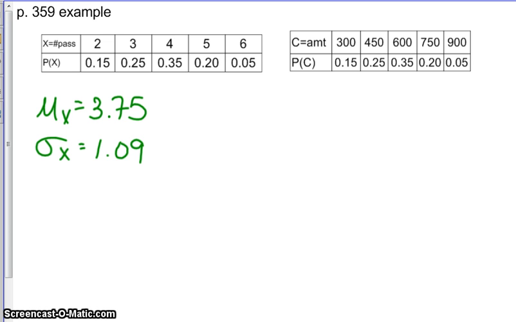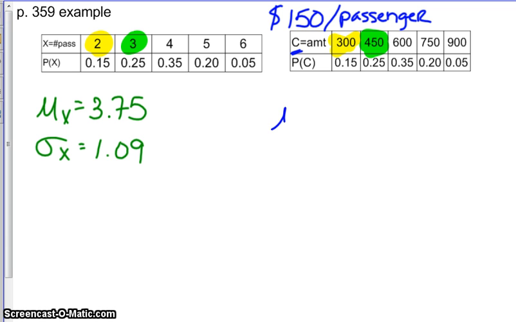Now, let's say, for instance, that this company wants to figure out their profit. And what they do is they charge $150 per passenger. So now what happens is that if I get 2 passengers, okay, times that 150 per passenger, that means my profit is going to be $300. Okay. 3 would get to 450 and so on and so forth. So now I want to figure out my new mean. And I'm going to call this random variable C. I want to figure out what's the mean for C, what's my standard deviation for C.